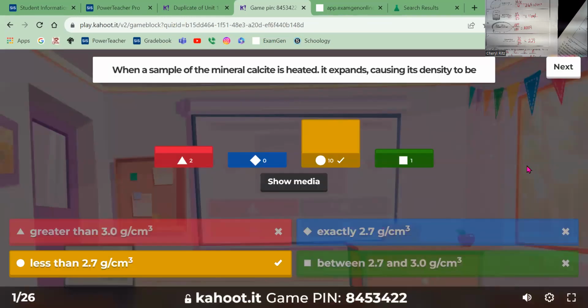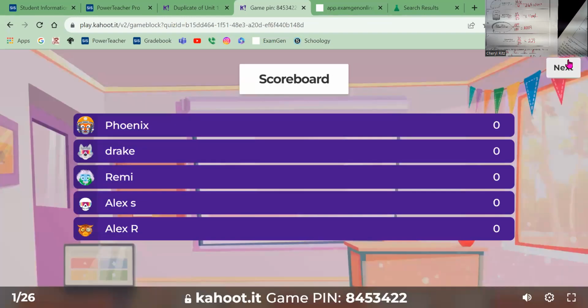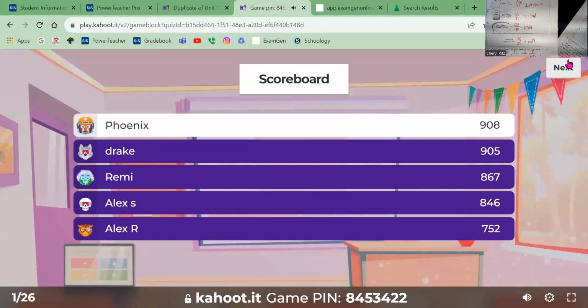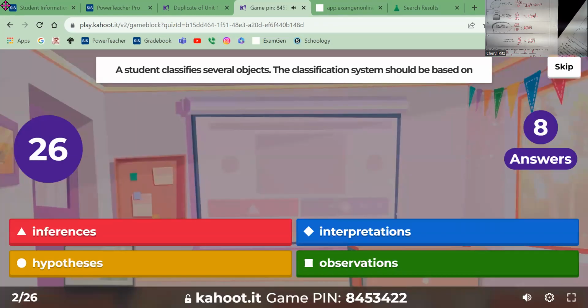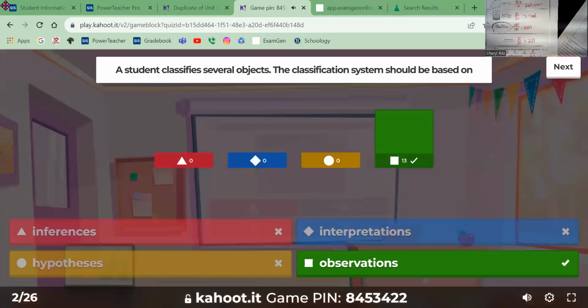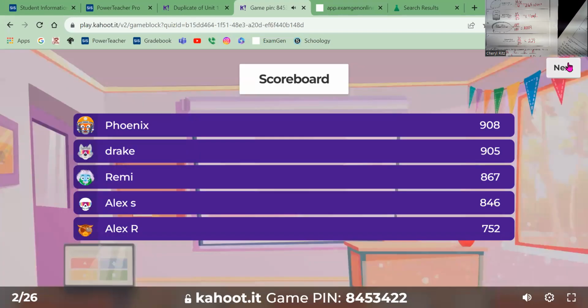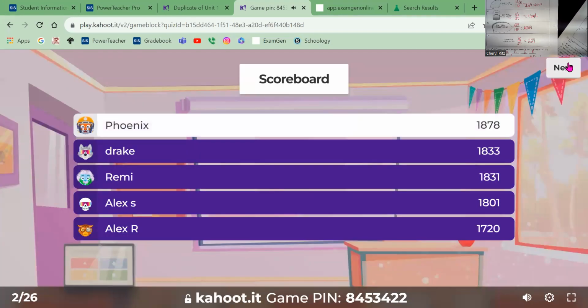Nice work. I guess I'm covering up the next one. There we go. Look at that. Keep up the good work. A student classifies several objects. The classification system should be based on. Yes, observations. Nice.